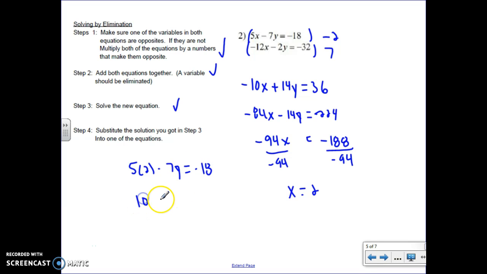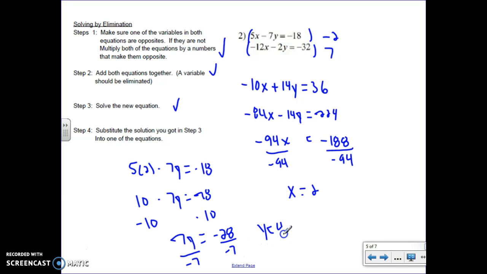So I have 10 minus 7y equals negative 18. I'm going to subtract 10. And I get negative 7y equals negative 28. And then divide both sides by negative 7. You guys get y to equal positive 4.